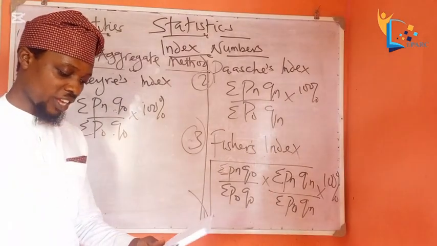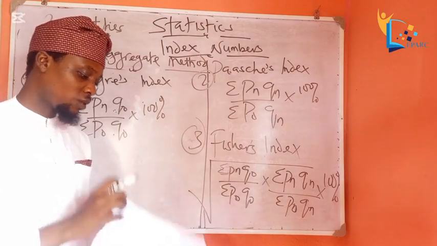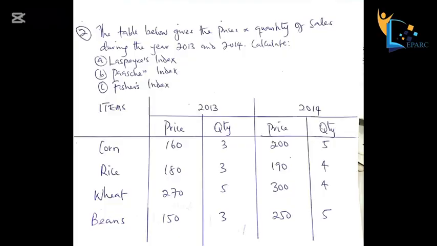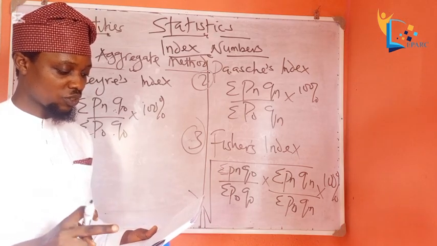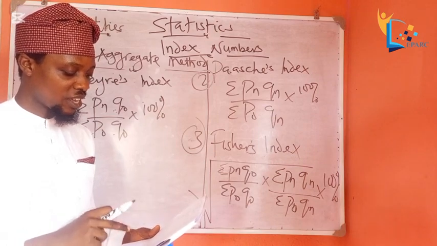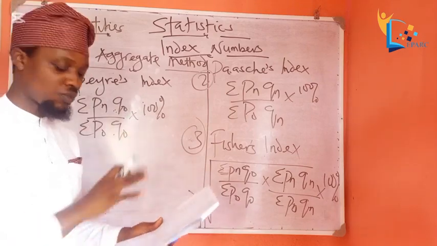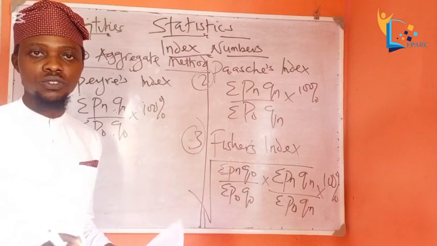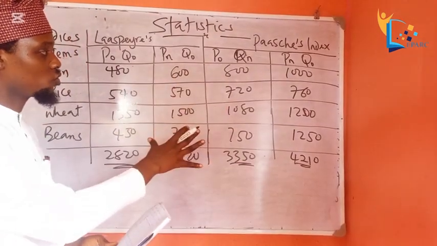So I've drafted a question here that will help us understand it properly. We're going to solve that question now. The question says, I'm going to share it on the screen so that we'll have a look at it. Now, the table below gives the price and quantity of sales during the year 2013 and 2014. Calculate the Laspeyre's index, the Paasche index, and the Fisher's index. Okay, so this is the question. We're going to solve it using the Paasche, the Laspeyre's, and the Fisher's index to help us understand it properly. Are we together?